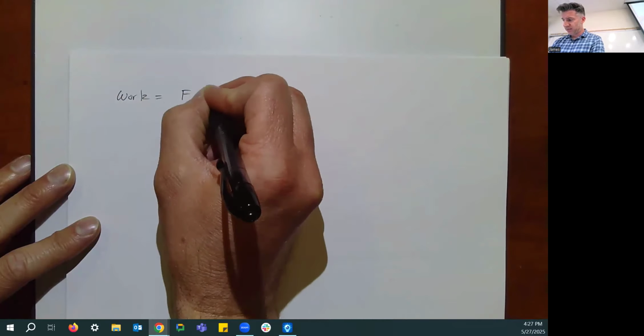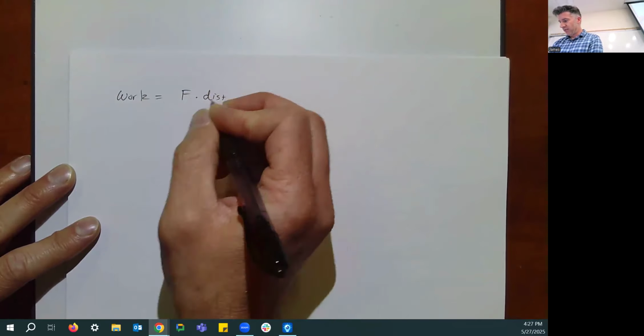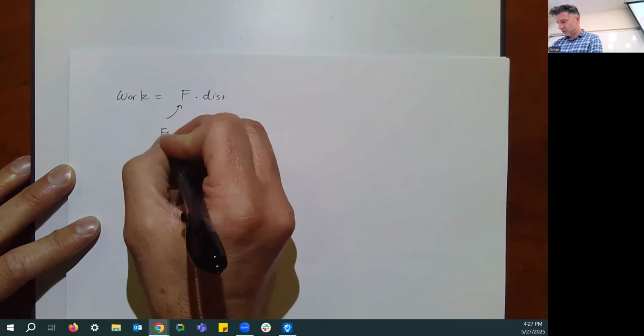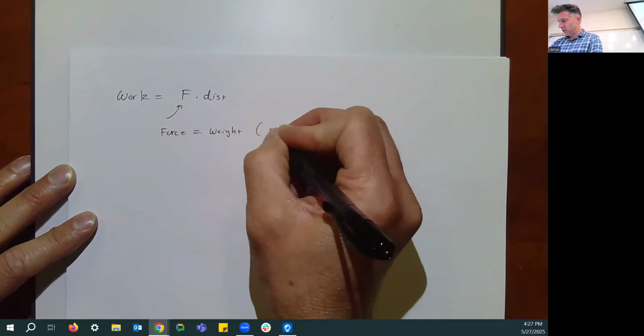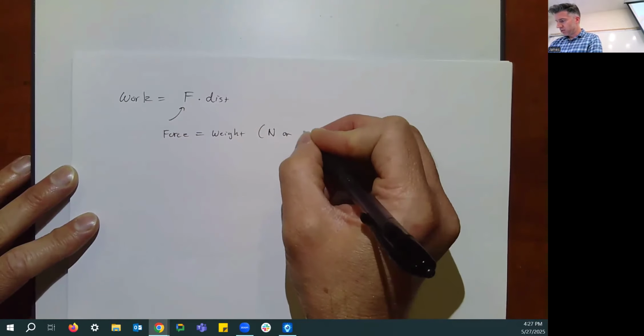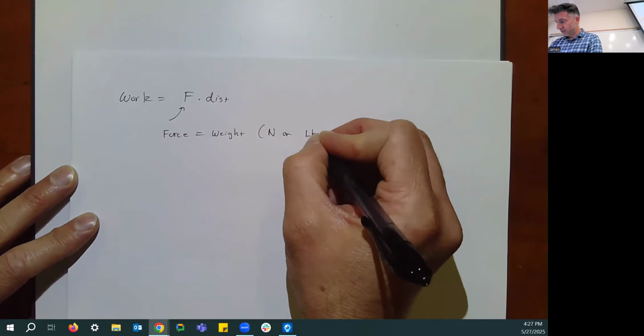Which we already kind of wrote out. Let me look real quick at one thing. Just going quickly down the list: work is equal to force times distance. And I would remind myself that force is just another name for weight. It is measured in either newtons or pounds.